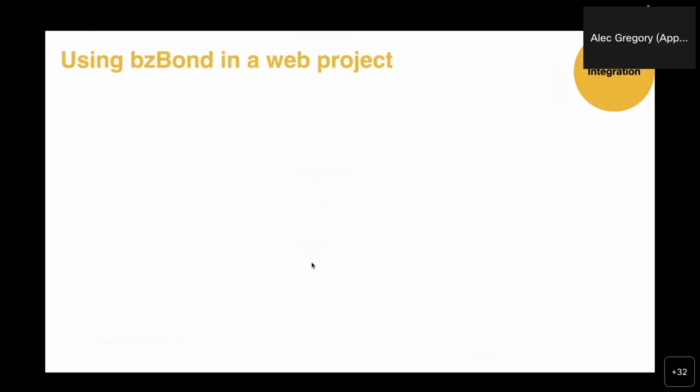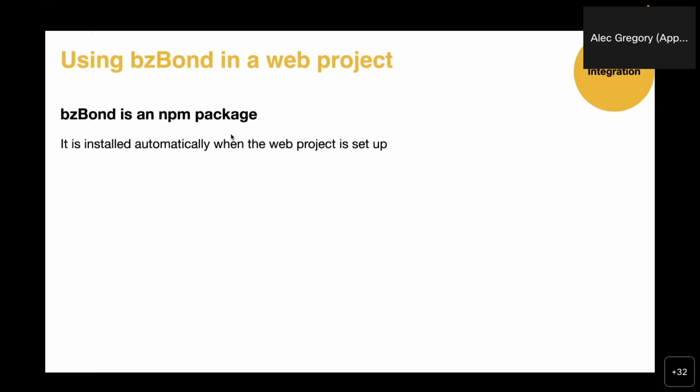Okay, so how do we use bzBond in a web project? We've seen a little bit of web code, but we haven't seen any integration code. So the first thing to mention is that bzBond is an NPM package. It's published, it's public. It's installed automatically as part of our web project setup, so you don't have to worry about doing NPM install or anything like that.